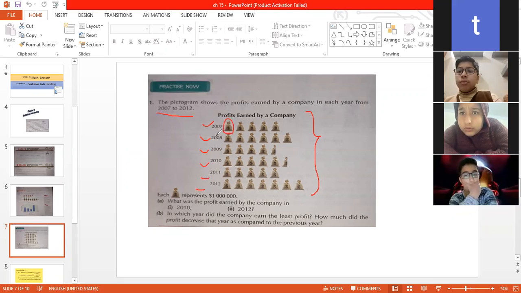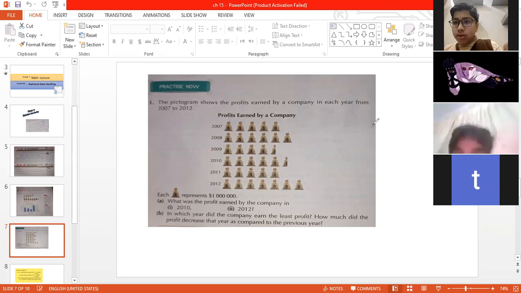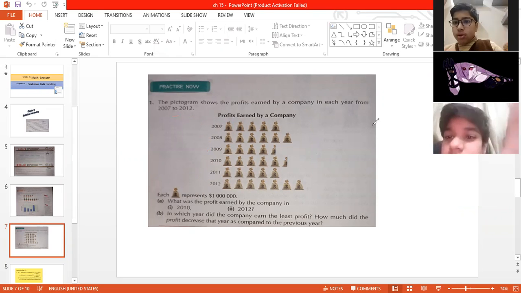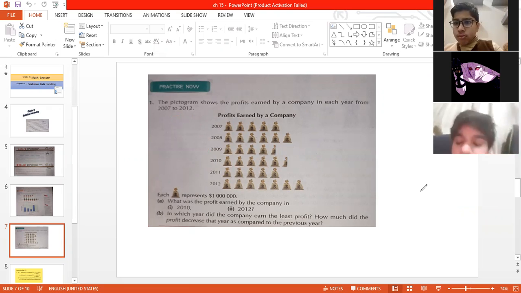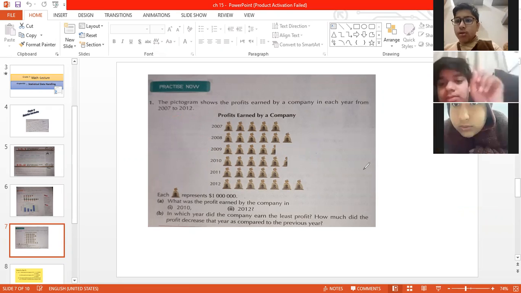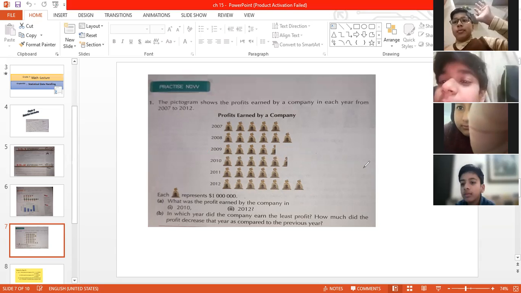Can you tell me what will be the profit in 2007? Anyone? Yes, Rehan. Ma'am, 5 million. Yes, exactly. Now, what will be the profit in 2008? Anyone? Yes, Isa. Ma'am, 60 lakhs. Yes.